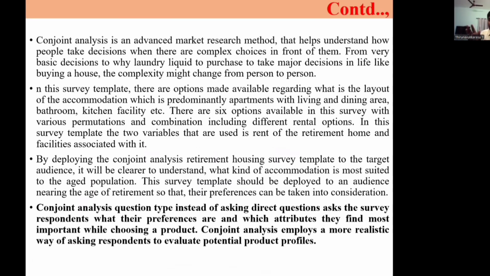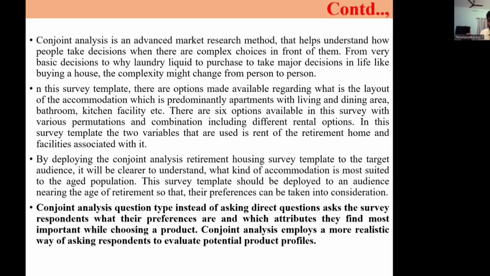people. This is also one of the advanced market methods to understand how people take decisions when there are complex choices in front of them. There are multiple choices. In this case, we have 6 choices. There are 6 complex choices, different permutation combinations of the rental options. In these 6 combinations, we have to choose any one.